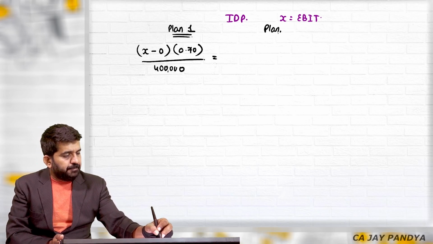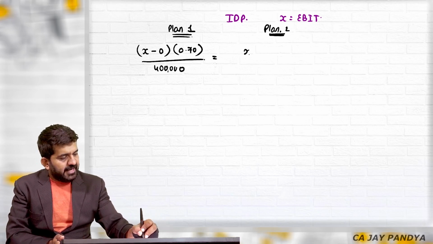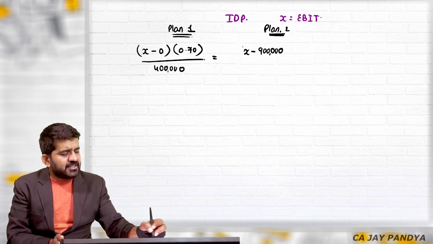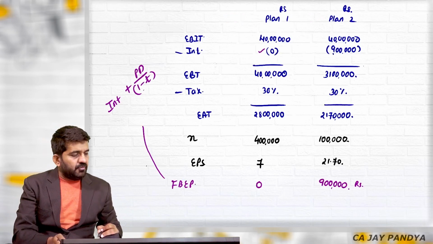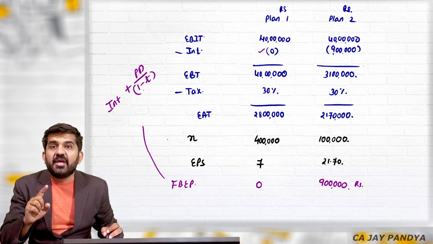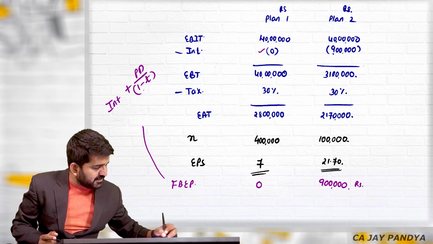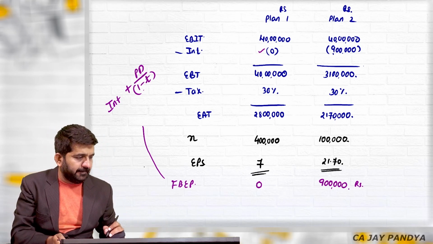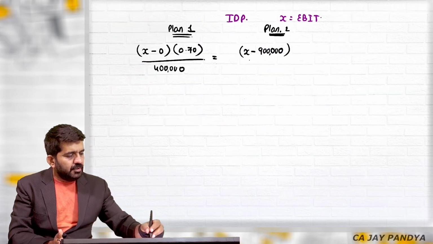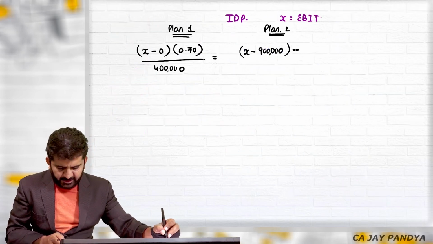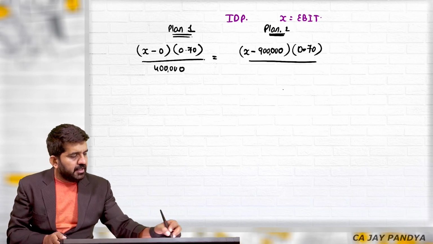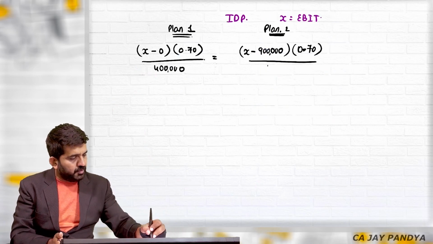What is EPS of plan 2? X minus interest 9 lakhs rupees. Sir, instead of X, can we not take 40 lakhs rupees? No. At 40 lakhs rupees, EPS is not the same. You want to find out the level of EBIT at which EPS is same. Into 1 minus T, which is 0.70. I am directly writing down 1 minus T, divided by number of shares, which is 1 lakh.